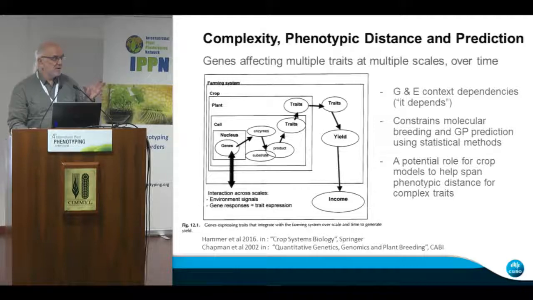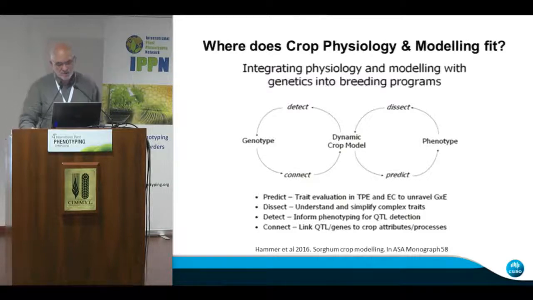So this is where crop models can help a little bit, because they can start to help you think about how to span that phenotypic distance, particularly for complex traits. So I sort of like this picture, where I try to think about where a model fits, because this picture puts it in the middle, and that suits me. But it's more about thinking of getting from this prediction from genetic space to phenotypic space. And a model can really help you in a number of ways.